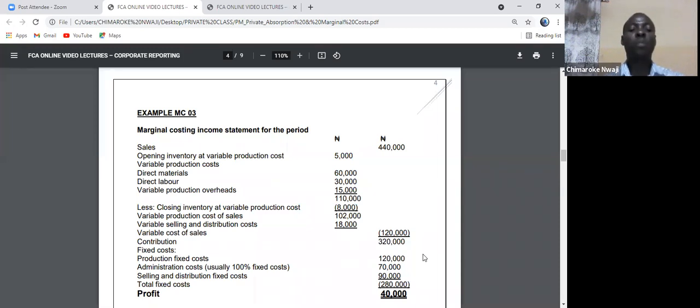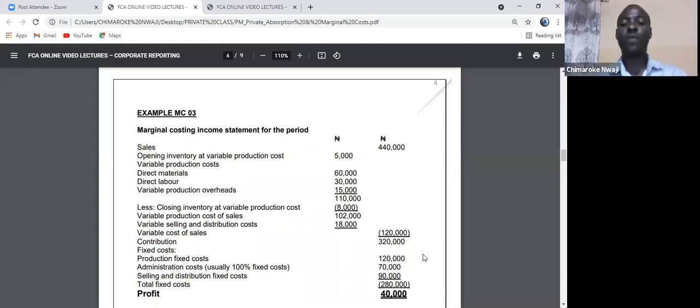So you see, production could have variable, could have fixed cost. Selling and distribution could have variable, could have fixed cost. So you need to separate them. When I teach you how to use the high or low method to separate production fixed cost from production variable cost, and selling and distribution fixed cost from selling and distribution variable cost, you will understand how this is being done. Admin cost is usually 100% fixed. So you cannot tell me to bring variable admin cost. Admin cost is always fixed.